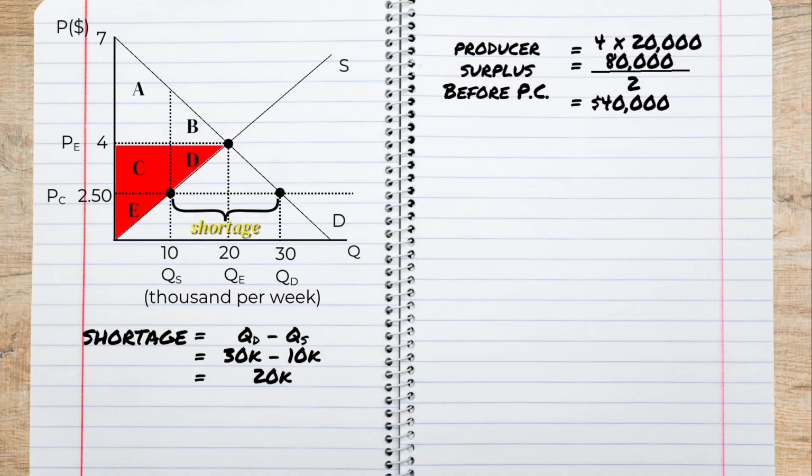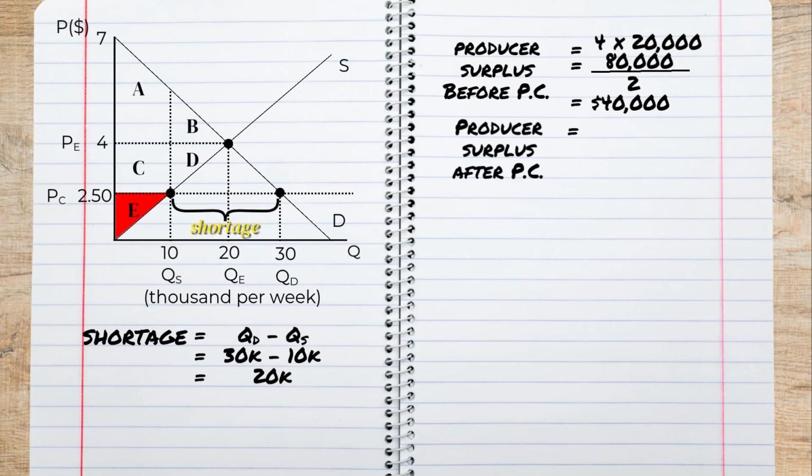After the price ceiling is imposed, our producer surplus reduces to just E. Good news is that it's still a triangle, which makes it a little easier. So that's going to be a height of 2.5 multiplied by the base of 10,000, and we get 25,000. Divide that by 2, and we get a final producer surplus of $12,500.